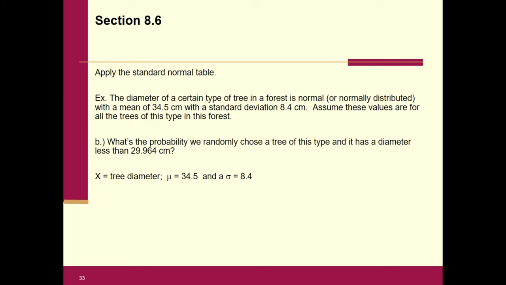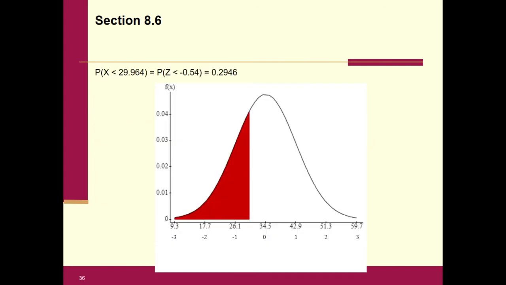And so let's work on part B here. What's the probability that we randomly choose a tree of this type and it has a diameter less than 29.964? Notice we can get really crazy with these numbers. It doesn't matter. It's all simple arithmetic. We put in 29.964 for our x, subtract off mu, divide by sigma, and we get a negative 0.54. That means the probability that x is less than 29.964 is equal to the probability that z is less than negative 0.54. They're equal. You can go ahead and look that one up on your own, but I think you would find an answer of 0.2946.